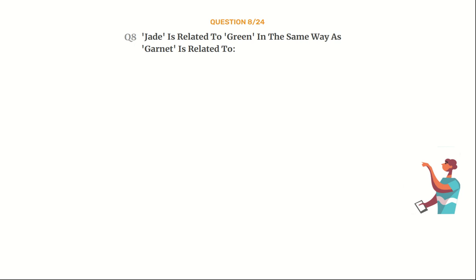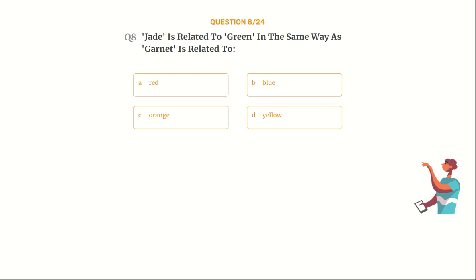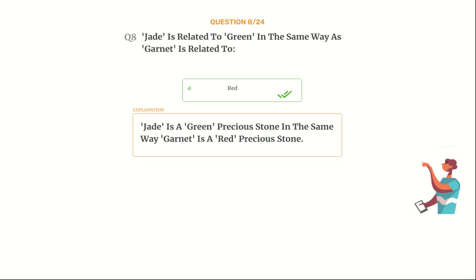Question number 8. Jade is related to green in the same way as garnet is related to? Option A. Red. Option B. Blue. Option C. Orange. Option D. Yellow. The correct answer is Option A. Red. Jade is a green precious stone, in the same way garnet is a red precious stone.